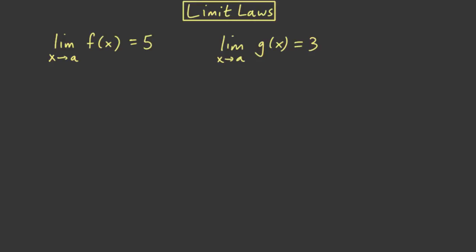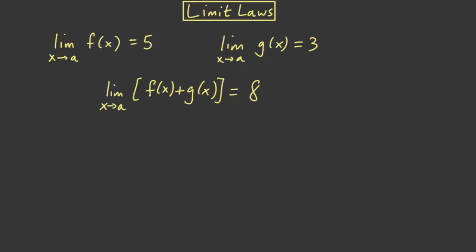And then we can talk about combinations of the two functions. For instance, we could take f of x plus g of x, and we can try to find the limit of this sum at the same point, so as x approaches a. And it turns out that as x approaches a, the limit of the sum is equal to the sum of the two limits. In other words, 5 plus 3, or 8.